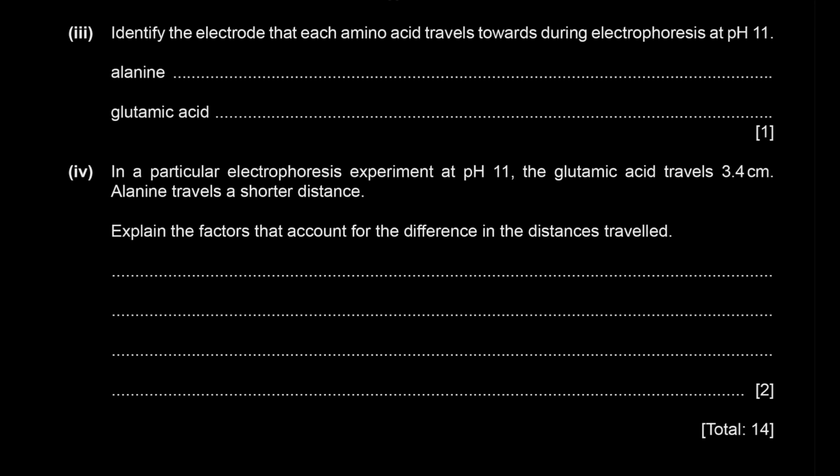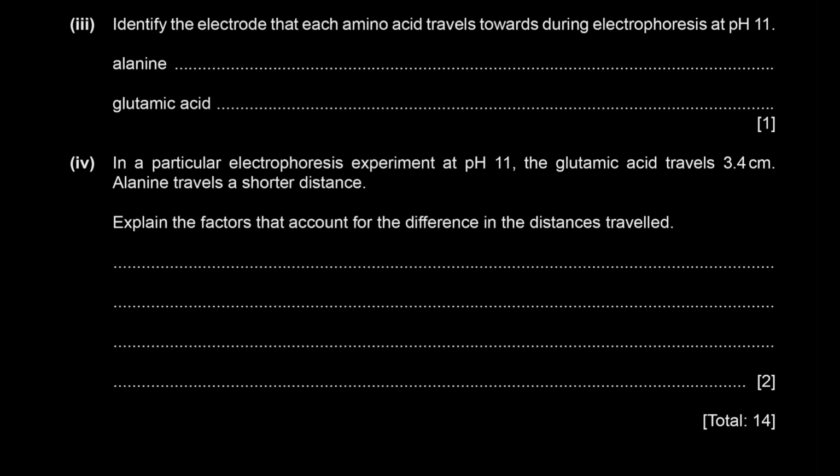Identify the electrode to which each amino acid travels towards during electrophoresis at pH 11. They're both negatively charged, so they'll both travel towards the anode, which is the positive terminal. In a particular electrophoresis experiment at pH 11, the glutamic acid travels 3.4 centimeters and alanine travels a shorter distance.